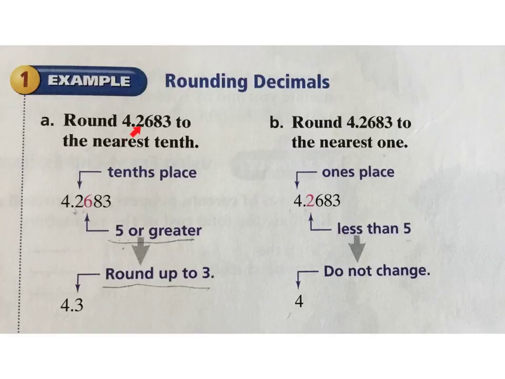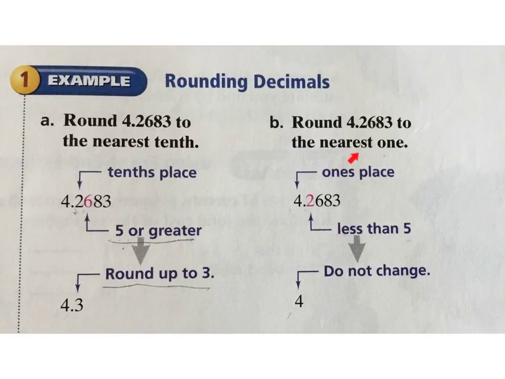I look at it, and I have to see what's after it. So look at the hundredths spot if you're rounding for the tenth. If that spot after it is 5 or more, you round up. Less than 5, you round down, or you leave it alone. In this case, the tenths spot is 2. The hundredths spot after it is 6, which is 5 or more, so you round that up to 4.3 and drop the rest of the numbers.